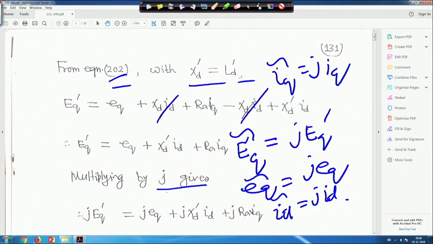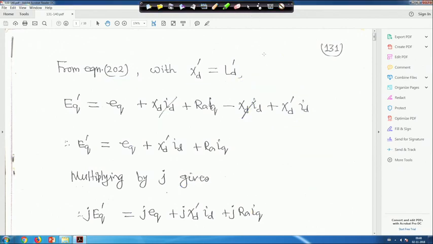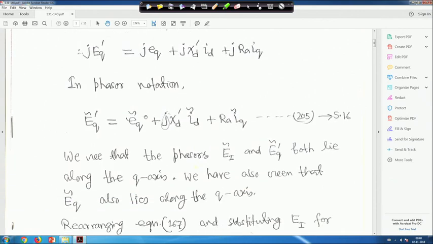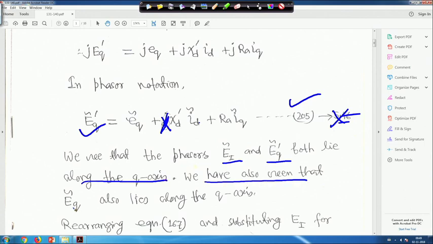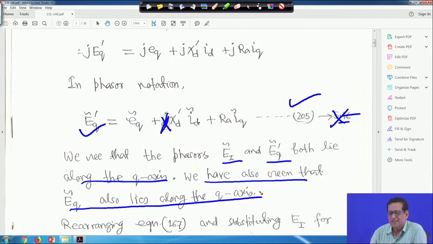If you do so, the next equation in phasor notation will be e_q' tilde equals e_q tilde plus x_d' I_d tilde plus r_a I_q tilde. The j should not be there. This is equation 25, for my reference. After this we see that the phasors e_I tilde and e_q' tilde both lie along the q axis, because they are multiplied by j only. We have also seen that e_q tilde also lies along the q axis, because all are multiplied by j and lie along the q axis.